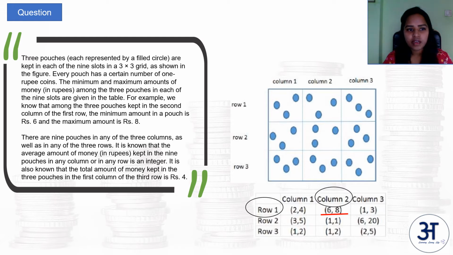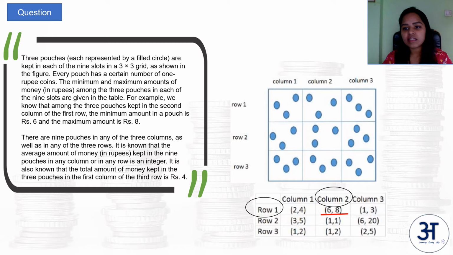Okay. And as we can see clearly, there are 9 pouches in any of the 3 columns as well as in any of the 3 rows together. It is known that the average amount of money in rupees kept in 9 pouches in any column or any row is an integer. It is also known that the total amount of money kept in the 3 pouches in the first column and the third row is rupees 4.